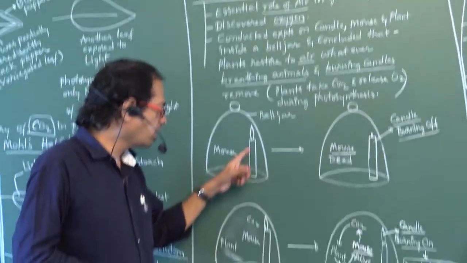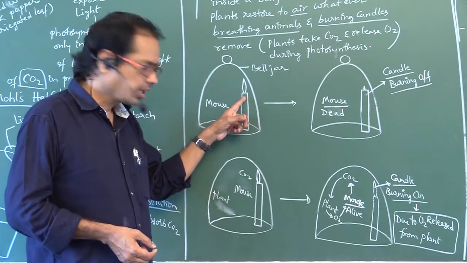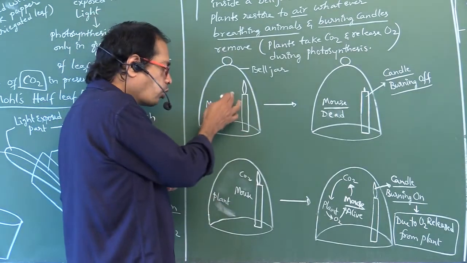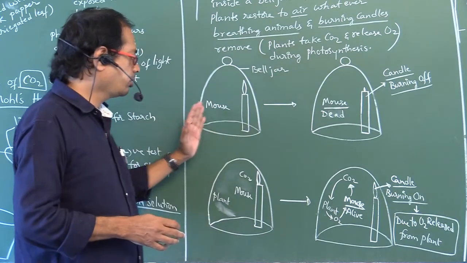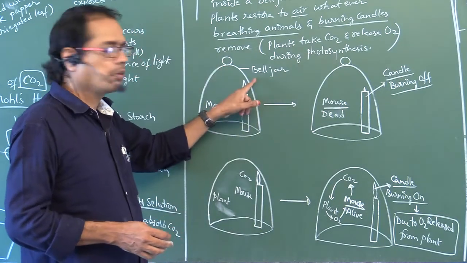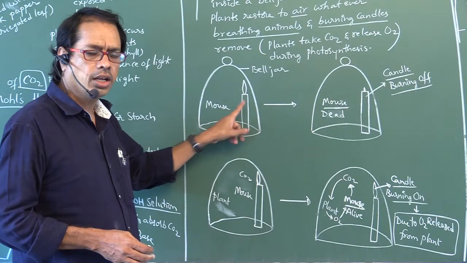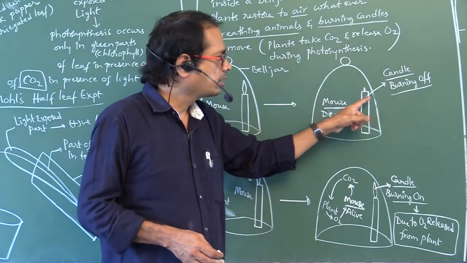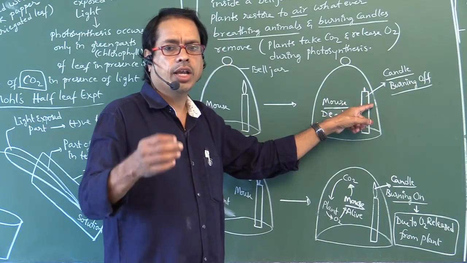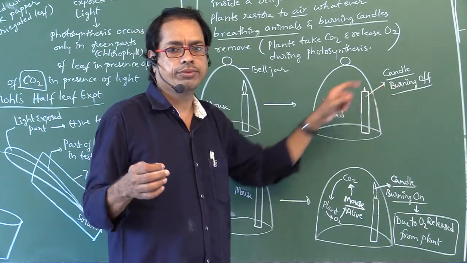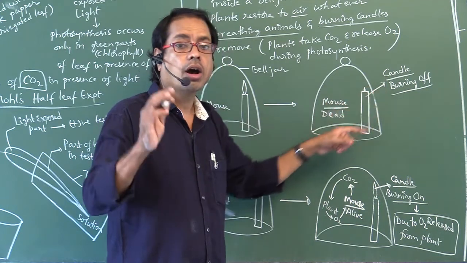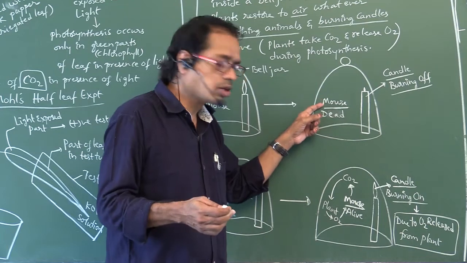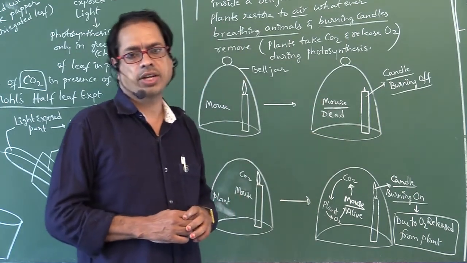See, first of all, Priestley took a candle and it is burning. Later, a mouse was placed and these two were covered by a bell jar. Burning candle, mouse. Later on, what happens? The burning candle goes off, that is, the candle is extinguished. And later on, the mouse also died due to suffocation.